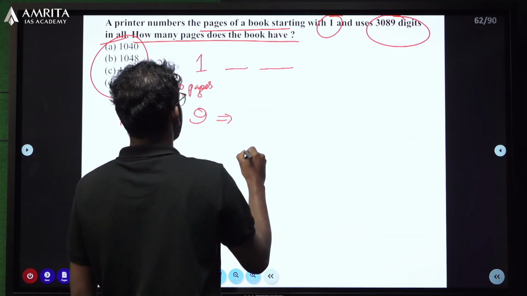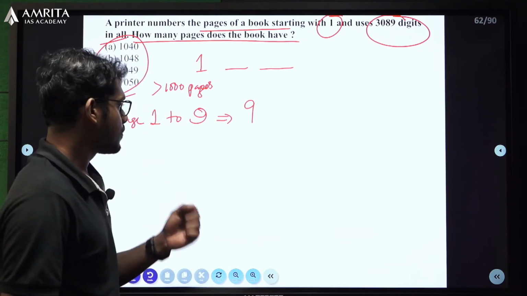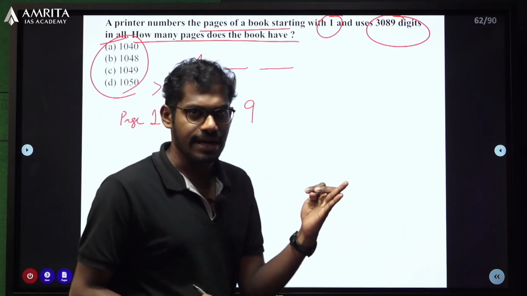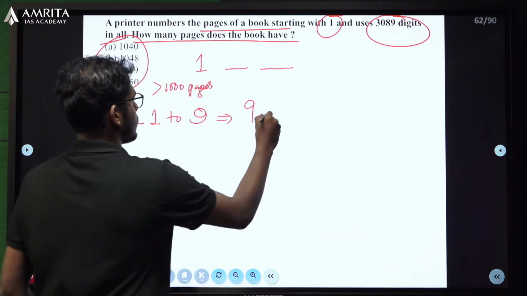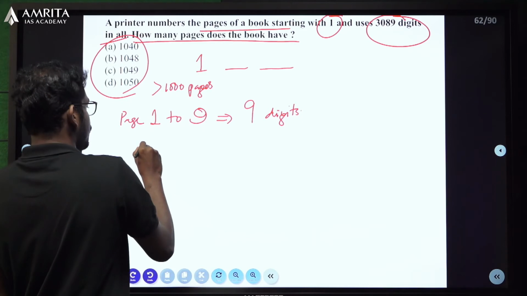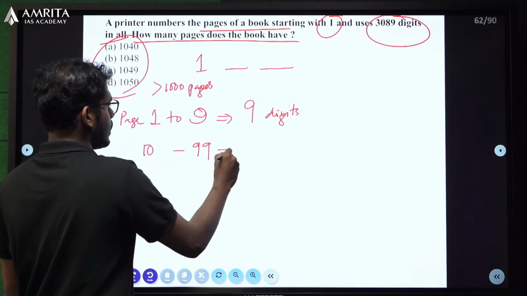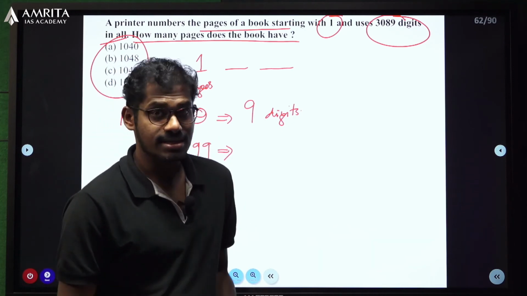How many digits are there? There are 9 digits. Clear? 1, 2, 3, 4, 5, 6, 7, 8, 9. So 9 digits are there. Now, from 10 to 99, how many digits are there?